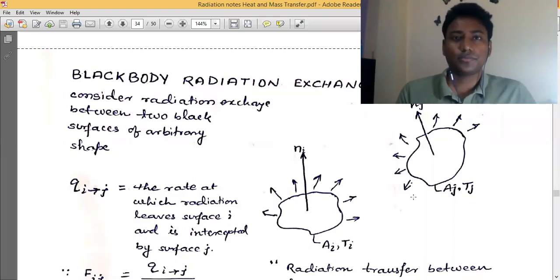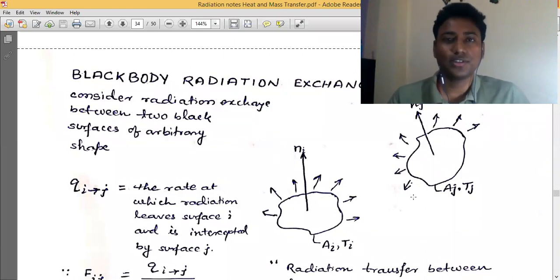Dear student, welcome back to the series of discussion on the topic thermal radiation. So today we will discuss black body radiation exchange.